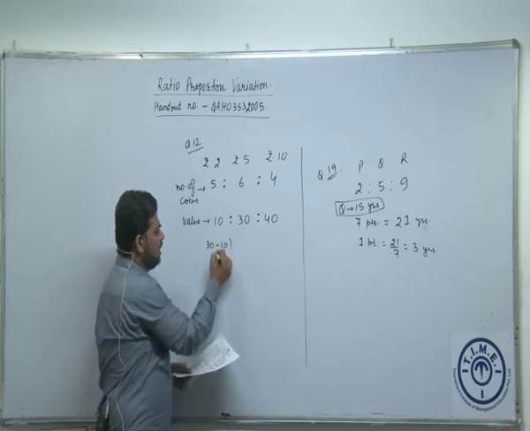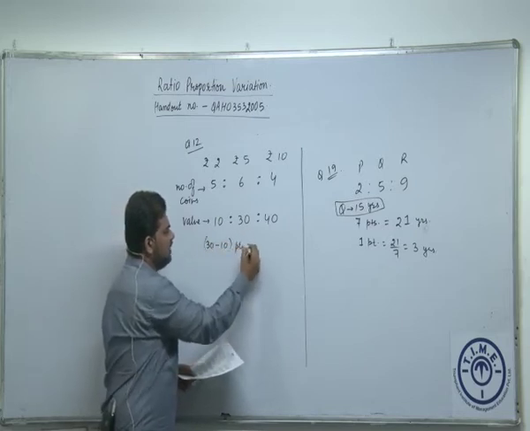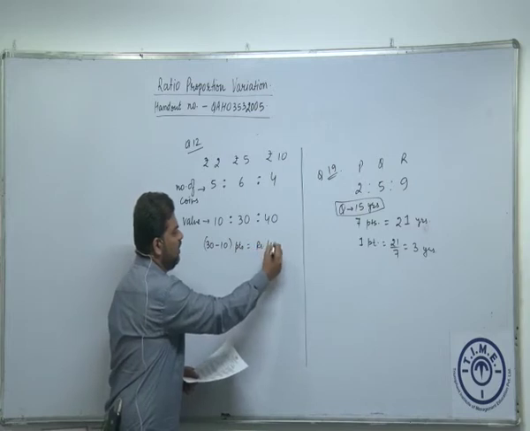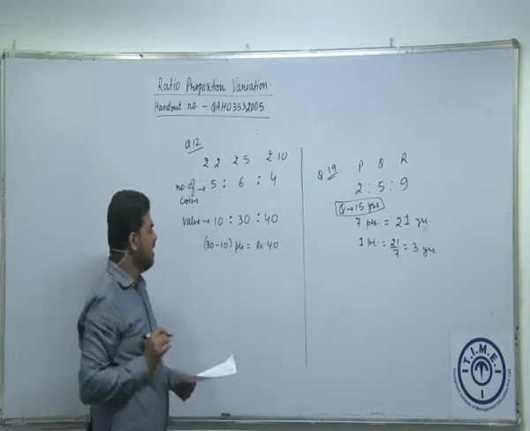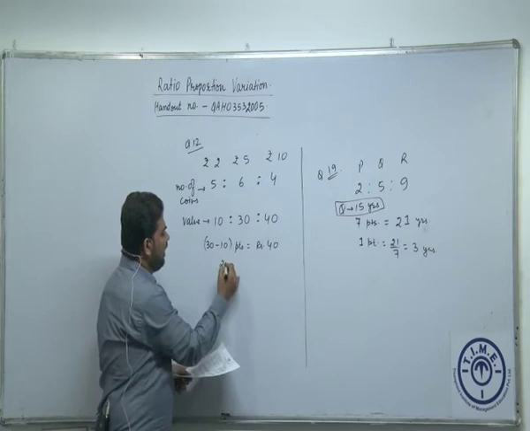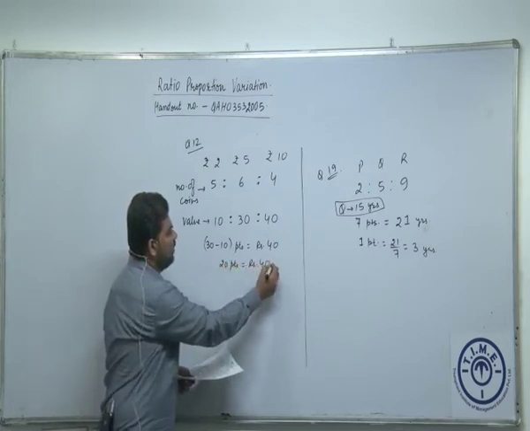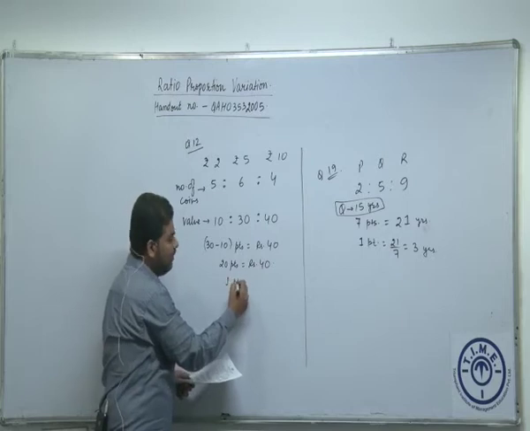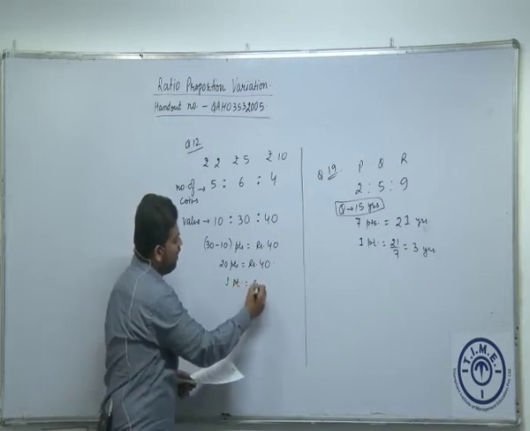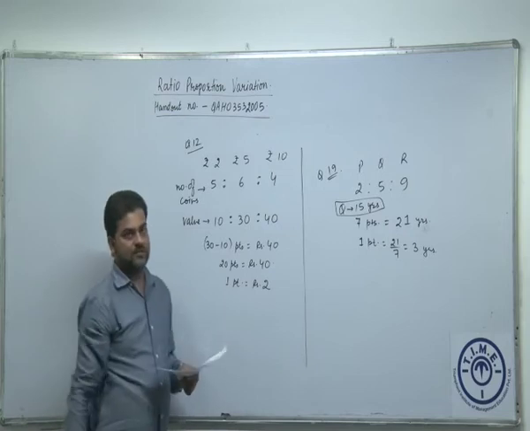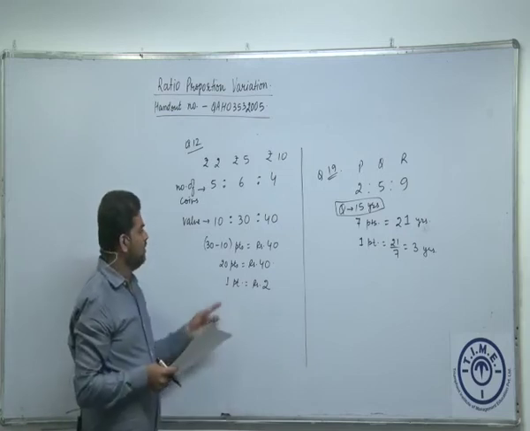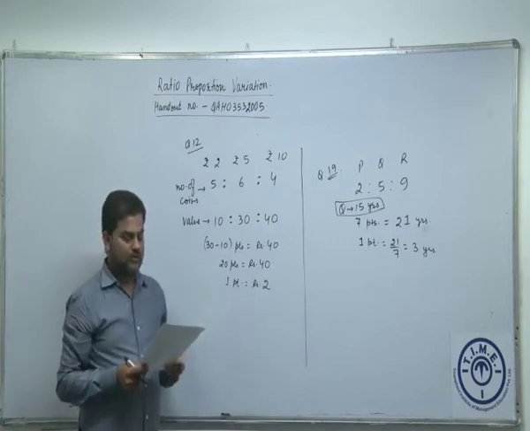30 minus 10 ratio points, can I say it is equal to rupees 40 as given in the question? So here we have 20 ratio points equal to rupees 40. So can I say 1 ratio point must be equal to how many rupees? 2 rupees. So 1 ratio point must be equal to 2 rupees.